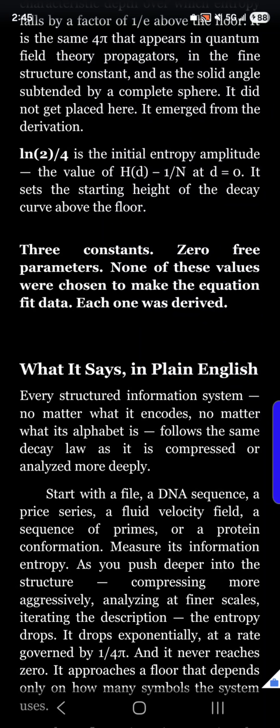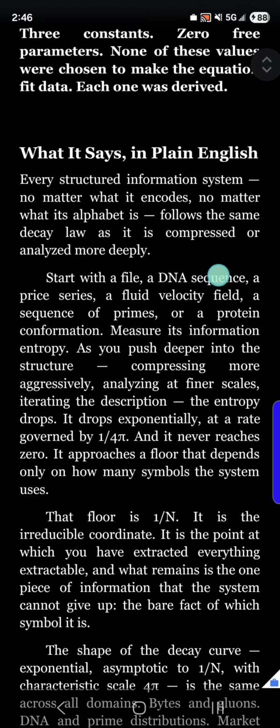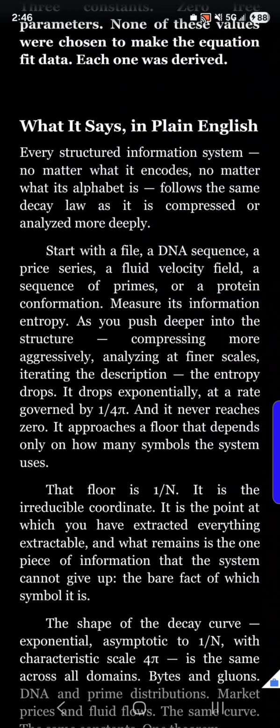Can't quite remember. Is the initial entropy amplitude the value of H of D minus 1 over N at D equals 0? It sets the starting height of the decay curve above the floor. 3 constants, 0 free parameters. None of these values were chosen to make the equation fit data. Each one was derived. What it says in plain English.